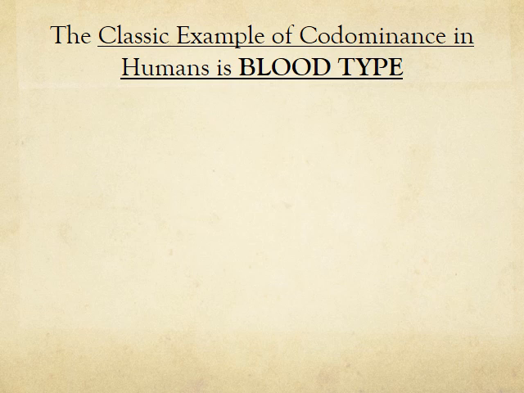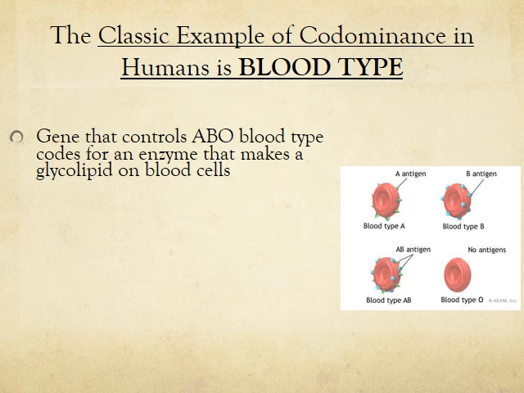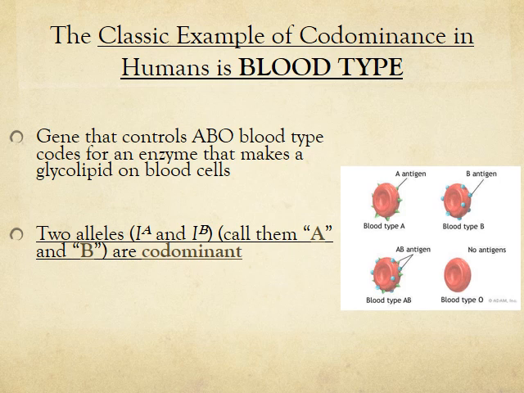So the classic example of codominance in humans is our blood type. So we've got four different types of blood primarily. We've got A type, B type, AB type, and O type. The gene that controls the ABO blood type codes for an enzyme that makes the glycolipid on the blood cells. So basically what's going to show up on the surface of the blood. The two alleles, A and B, are codominant.